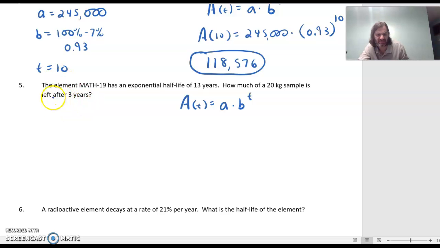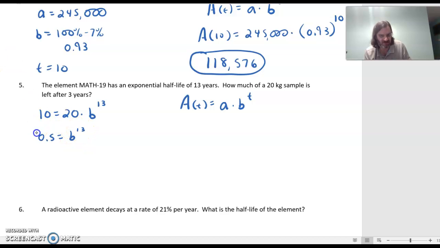So I'm going to set it up, and I can use the 20 kilogram sample here if I want to, and say that I'm going to end with 10 kilograms if I start with 20 kilograms. So the big A would be 10, and the little a would be 20. I don't know the rate b, but I do know that this change happens in 13 years. So the formula I'm going to solve is 10 equals 20 times b to the 13. So I'll divide out the 20 and I'll have 1/2 equals b to the 13.